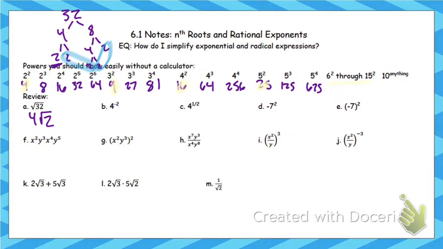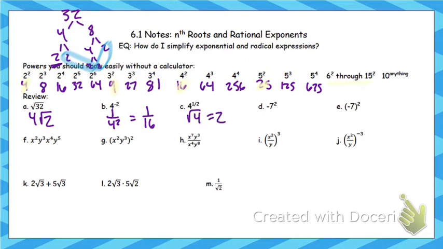Negative exponents. If you remember, negative exponents move something to the other side of a fraction. So 4 to the negative 2 would become 1 over 4 squared, and 4 squared is 16. Fraction exponents we're going to look at a lot today, so this one you may not know right now, and that's okay. An exponent of 1/2 is actually the same thing as square root, and the square root of 4 is 2.